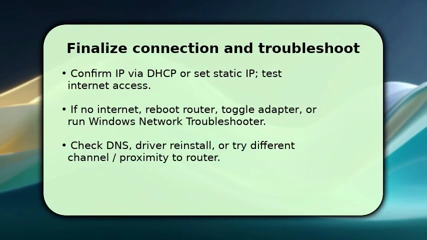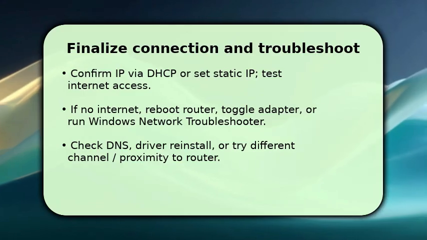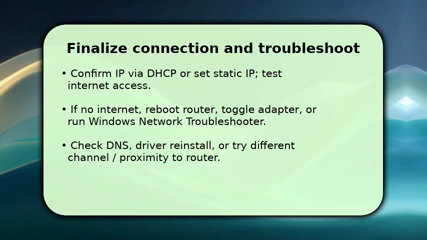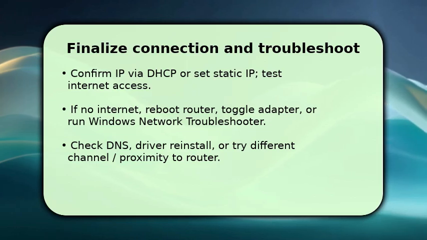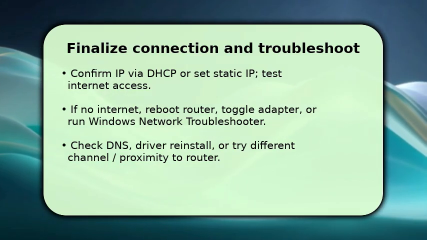Finish by verifying the connection. Ensure you received an IP address from DHCP or set a correct static IP, then load a web page to test connectivity. If pages fail, reboot the router and toggle the PC adapter. Run the built-in network troubleshooter to collect basic fixes.